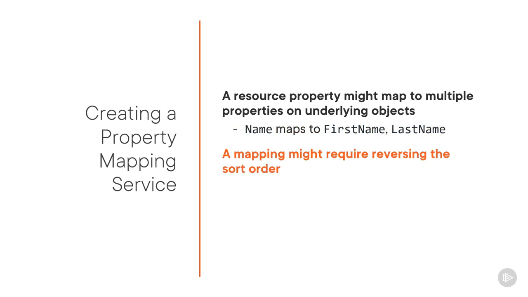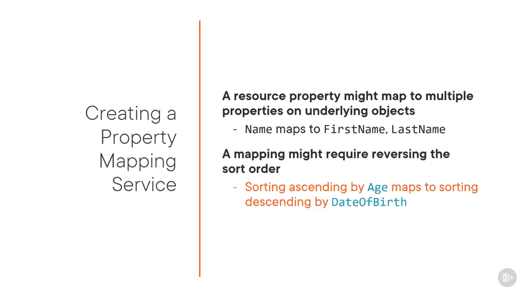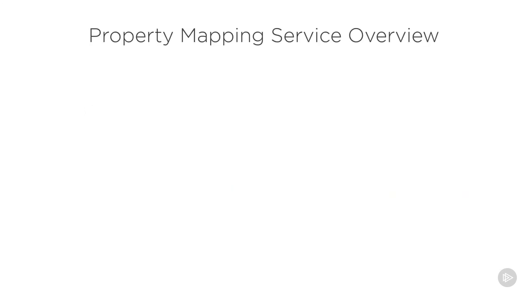Moreover, we're going to allow sorting ascending and descending. And in case of the age, that might be an issue. The higher your age, the lower your date of birth. So in that case, the passed-in sort order should be reversed. We could just create a hard-coded list. But let's make this reusable. We're going to create a generic property mapping service and register it with ASP.NET Core's built-in container.